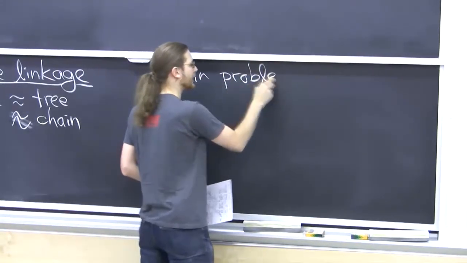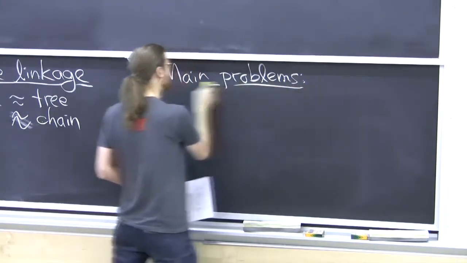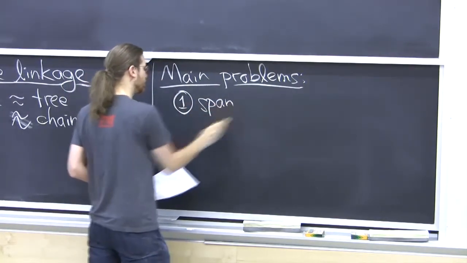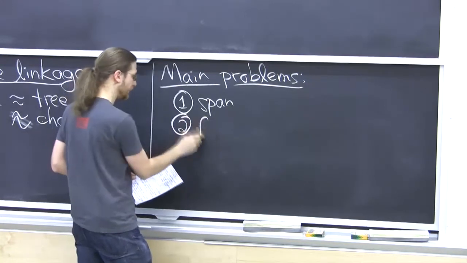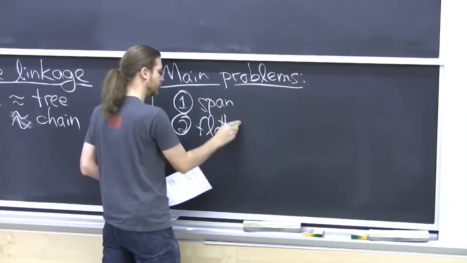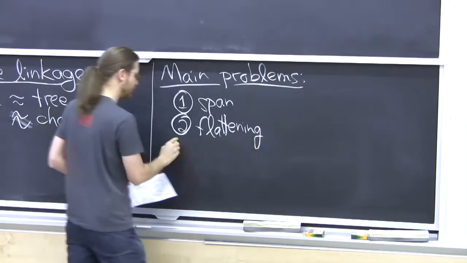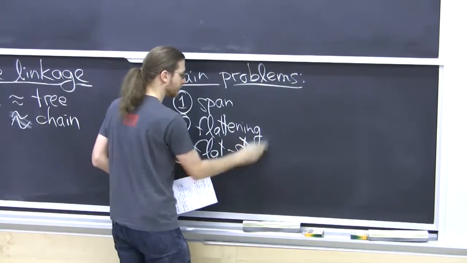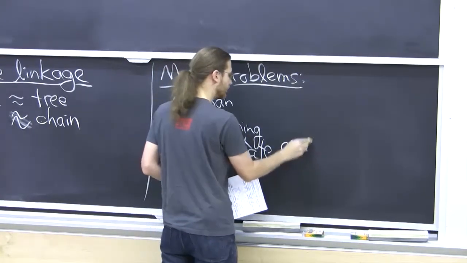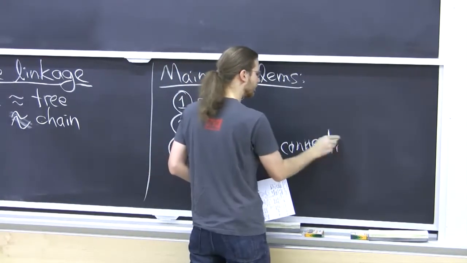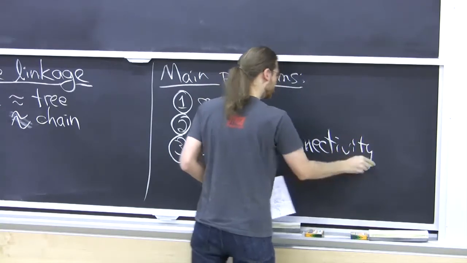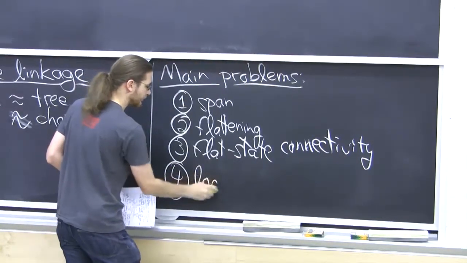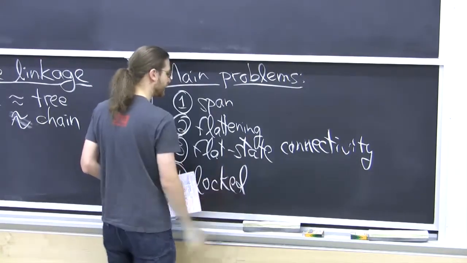So I'm going to talk today about 4 main problems here. First one's called span. Second one's called flattening. Third one is flat state connectivity. And the fourth one is locked. Our good friend locked chains.